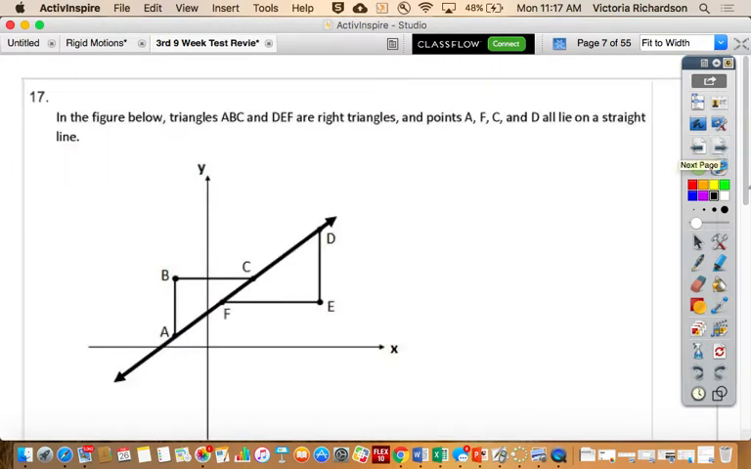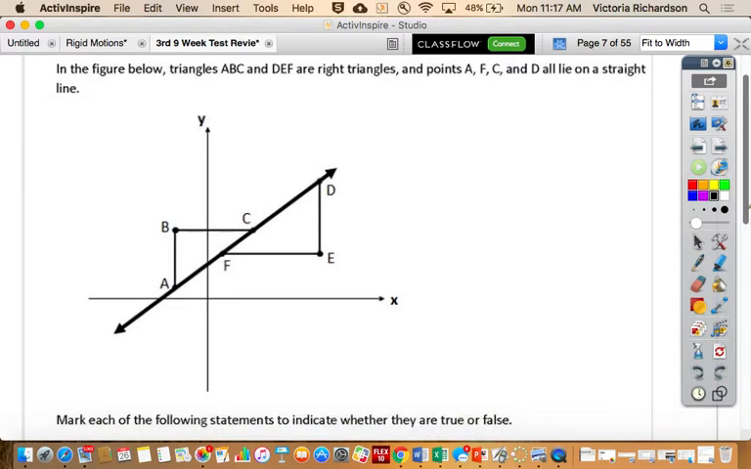17. In the figure below, triangles ABC and DEF are right triangles. So that means they have what kind of angle in the corner? 90 degree. And it says points A, F, C, and D all lie on the straight line. They all lie on this same line. So they all have the same what? Angle. What's that S word?